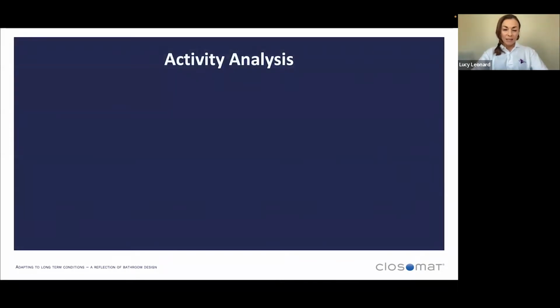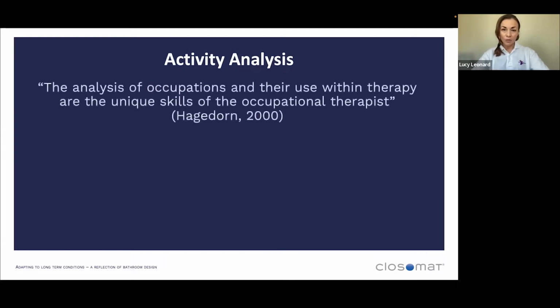So activity analysis is an absolute core part of what we do as occupational therapists. And I think it's really important just to touch on this and remind us as occupational therapists on such an important topic and something that should be guiding our assessment and our intervention. And any of you that have been to university, or maybe you're at university now, will know Hagedorn, who said the analysis of occupations and their use within therapy are the unique skills of the occupational therapist.